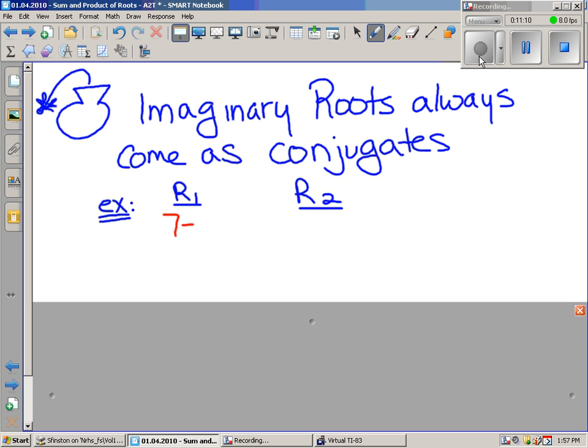I was born July 1st. So if this is one of the roots, what's the other root? 7 plus 1i. Very nice. Let's play one more time. Give me another number. Sure, 24 plus 8i. What's the other root? 24 minus 8i. They're never different, like completely random. They're always conjugates of each other.